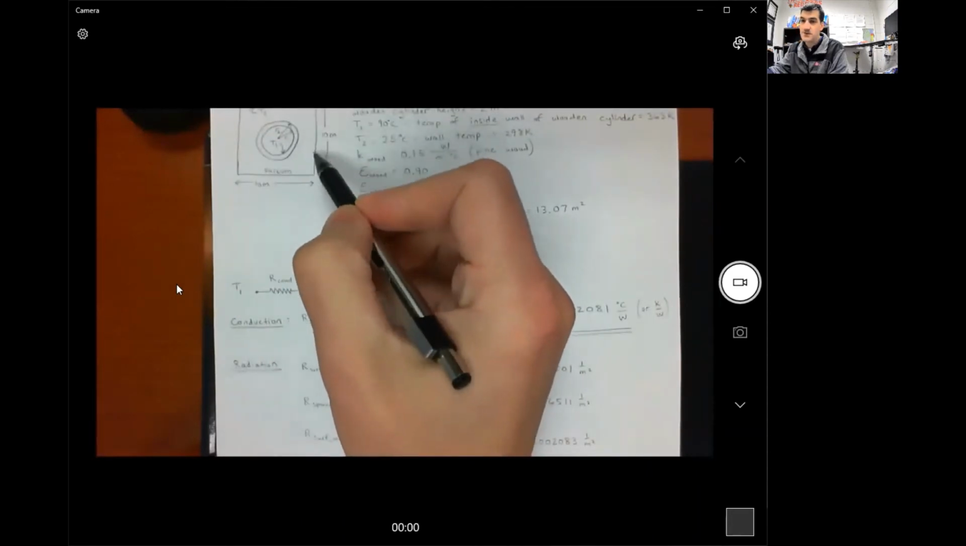It's got to go to the walls of the room. So the view factor is 1. So I plug those in and I get 0.076511 1 over meters squared.